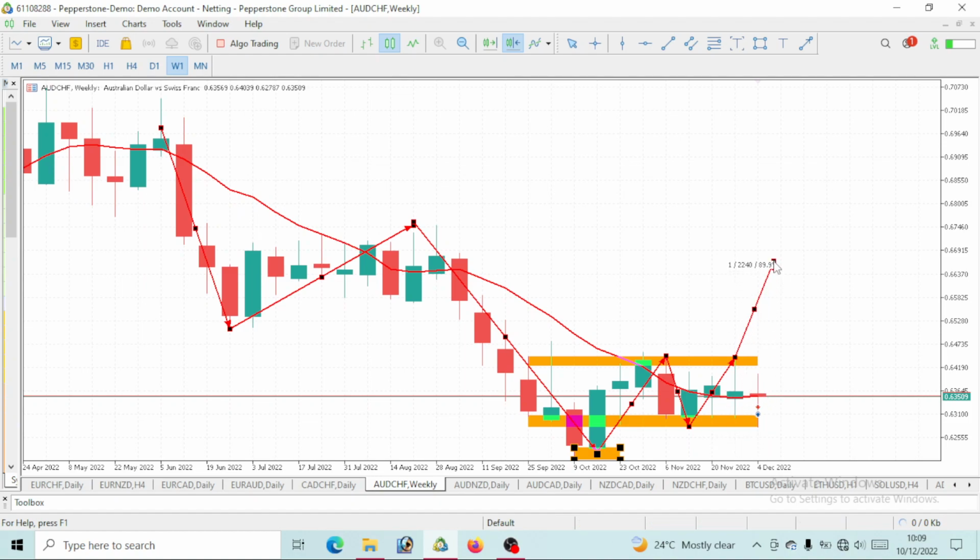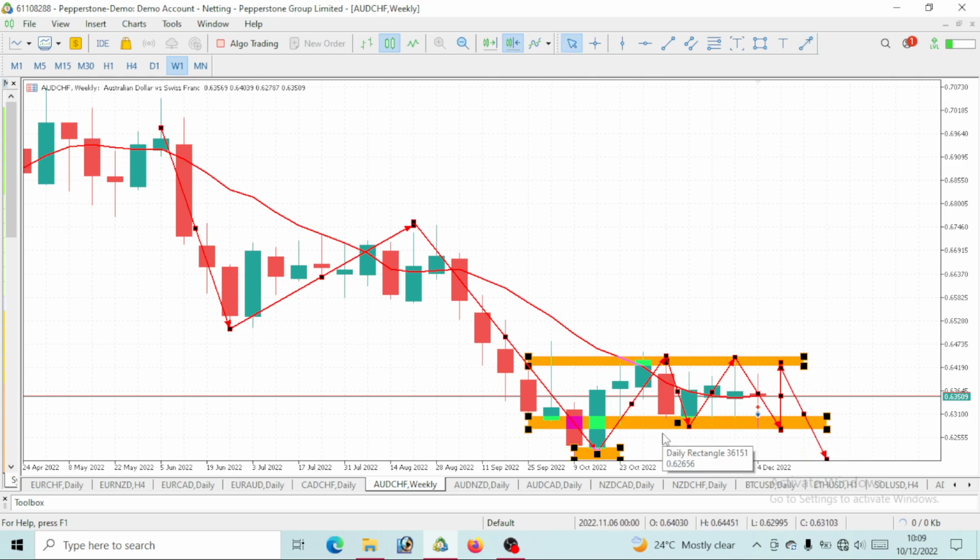So the price won't just go up. As at now, price is just ranging, which is something that we should not be surprised about. So we can still see this price continue to range within this support and this resistance level until this price eventually kicks out and breaks this support. Then we would continue to see a continuous bearish move on AUD Swiss franc.